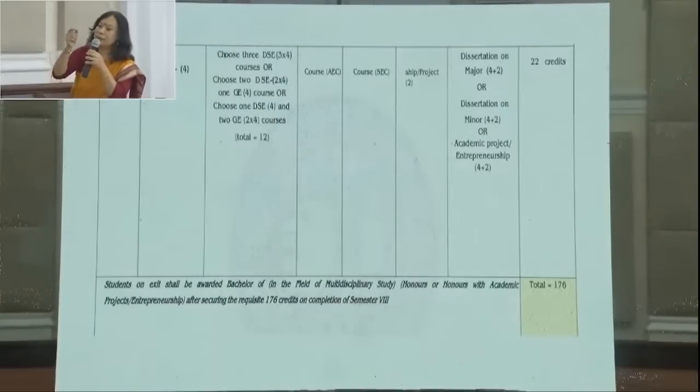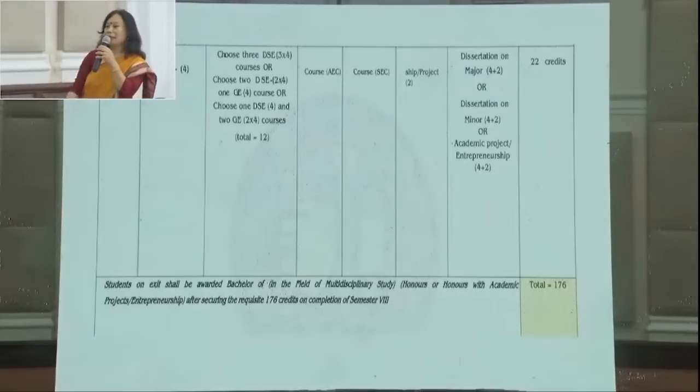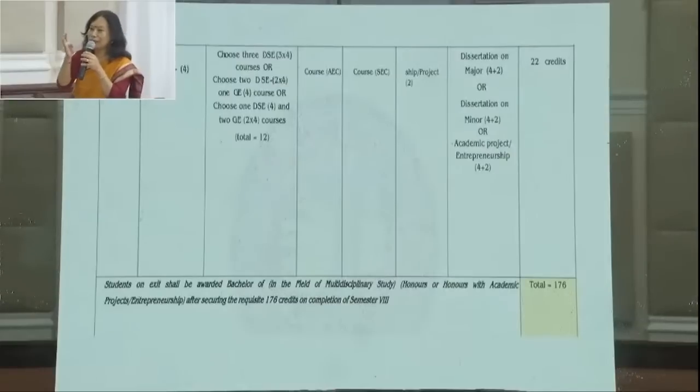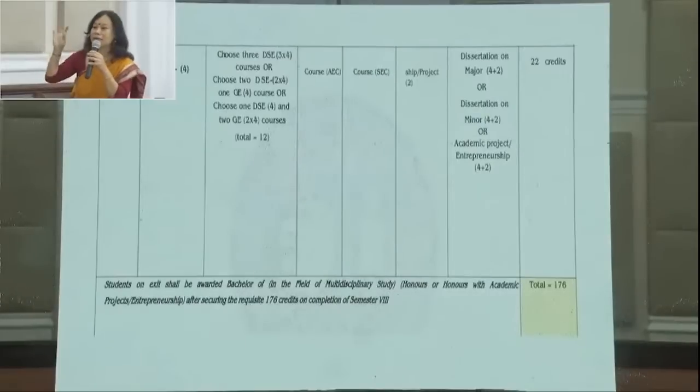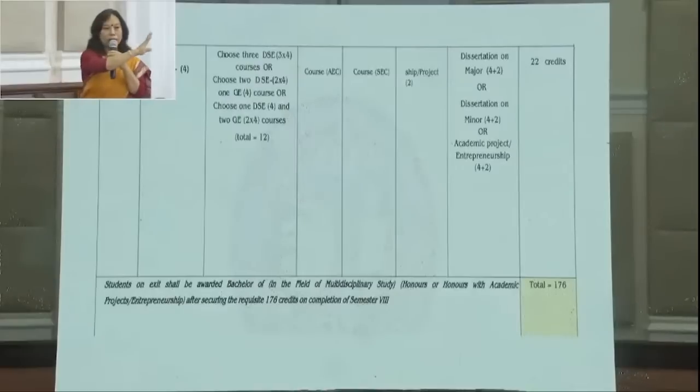If he wants to major in discipline A, then out of those 10, 9 DSEs should be from discipline A. Then only the student will be able to major in that discipline A. Otherwise, he will not have any major. He will just have, after the end of fourth year, an honors degree in BSc Life Science. That's it. For example, if you take botany, chemistry, zoology as an example.